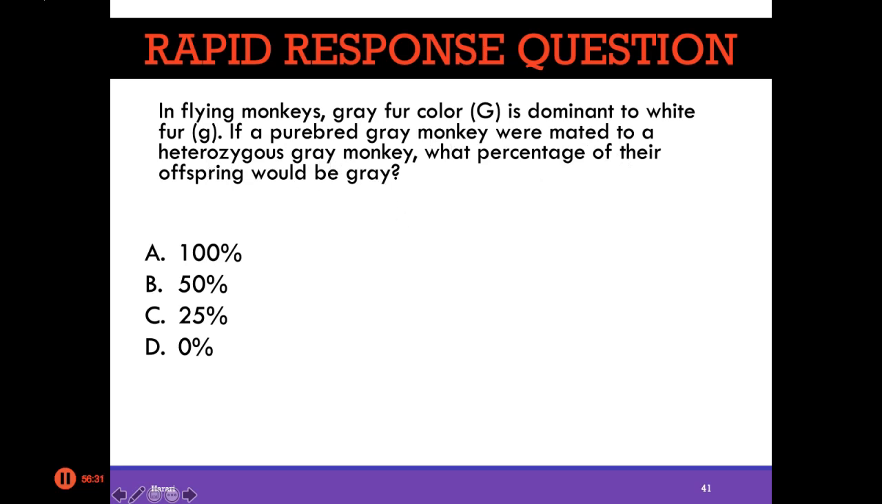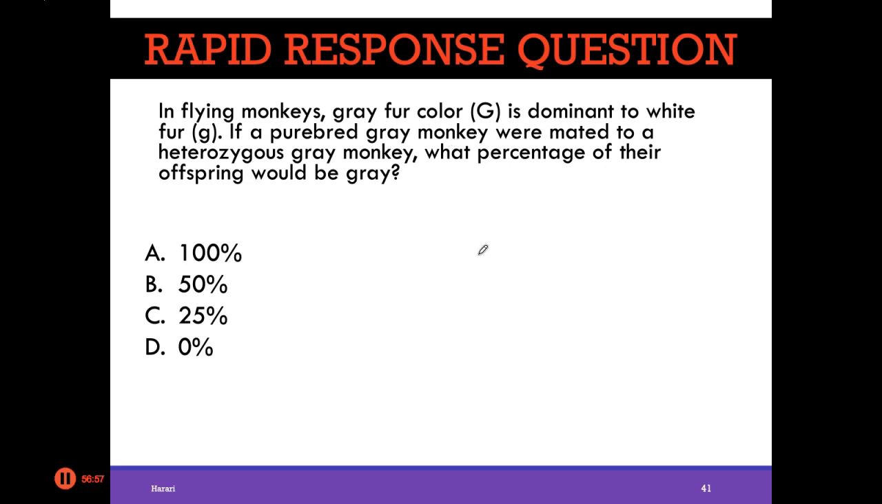offspring would be gray? So let's pause here, and I want you to draw a Punnett square right now that shows this mating. So hopefully you have the answer already in your notes, but let's do a Punnett square together. So a purebred gray monkey, let's stop there. When you have these kinds of problems, you want to break it down step by step. So let's write down what we know. A purebred gray monkey.